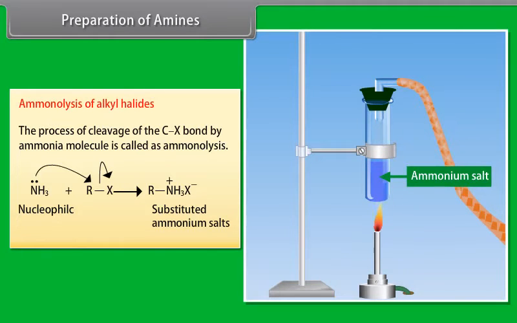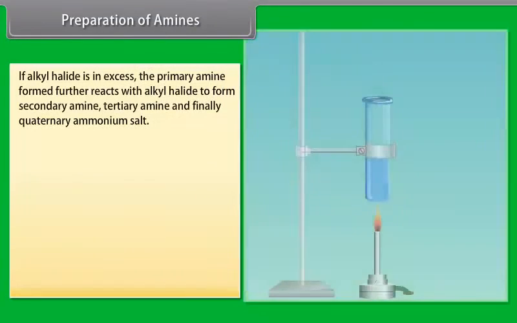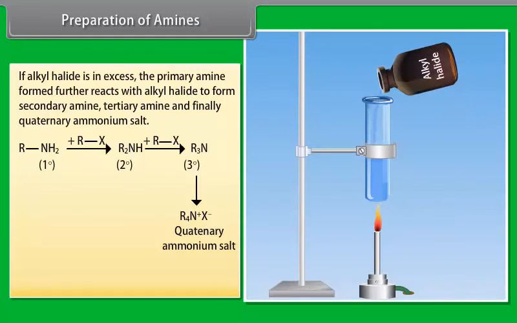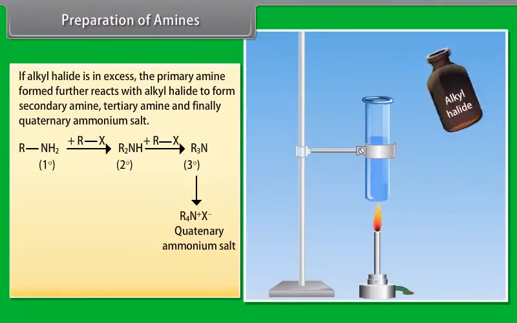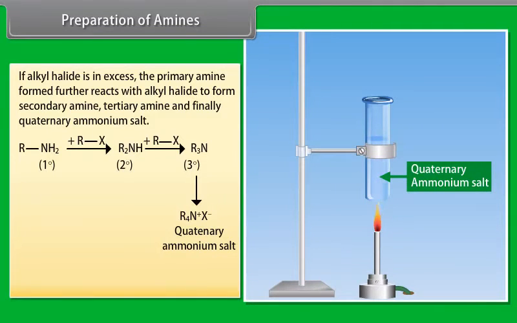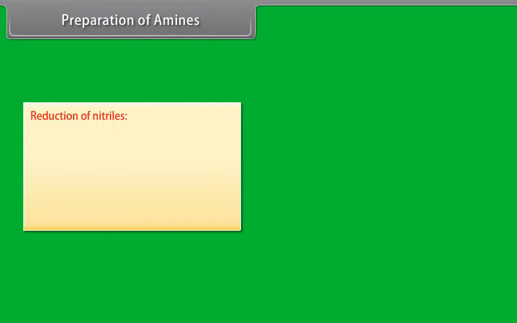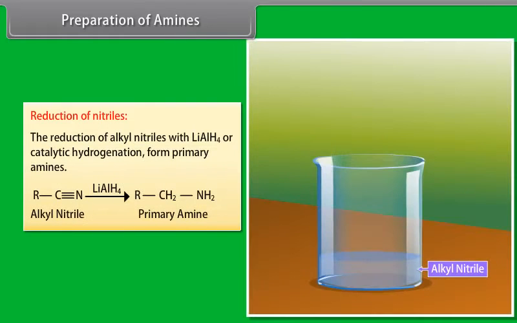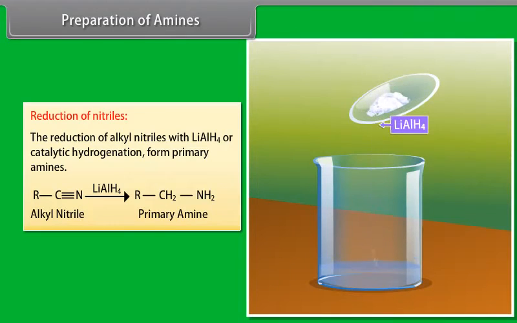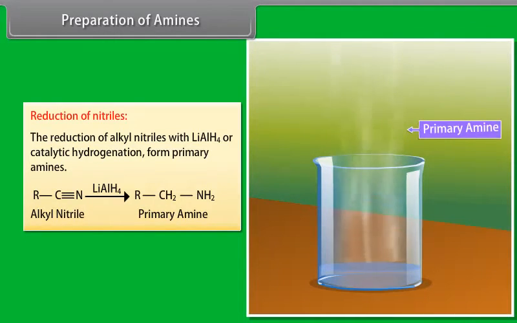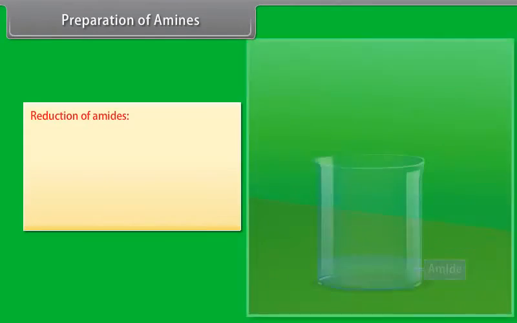The reduction of nitrobenzene in acidic or neutral solution results in the formation of aniline. Nitrobenzene is reduced to aniline by passing hydrogen gas in the presence of finely divided palladium. Ammonolysis of alkyl halides. The process of cleavage of the C-X bond by ammonia molecule is called ammonolysis.